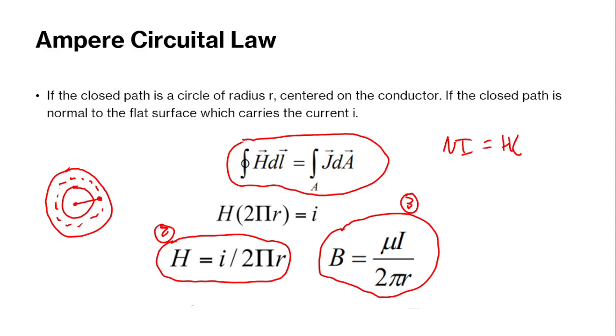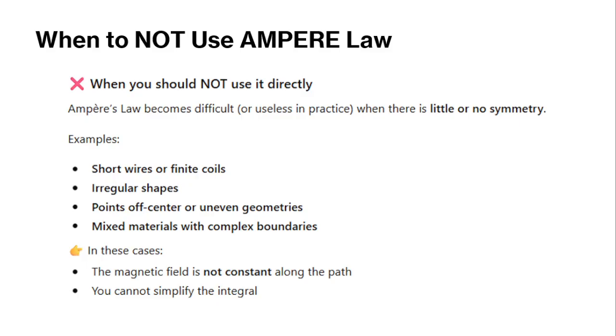Yeah, but cool. So that's basically Ampere's circuital law, which we went through just now. I'll take this from chat: when not to use it. When you have no symmetry. I think I just went through that, right? Short wires and odd irregular shapes, uneven geometry, mixed materials. I think Vernon was talking about this, right?